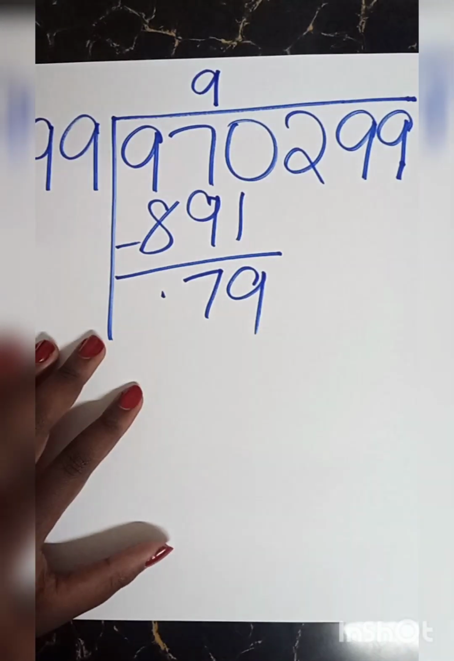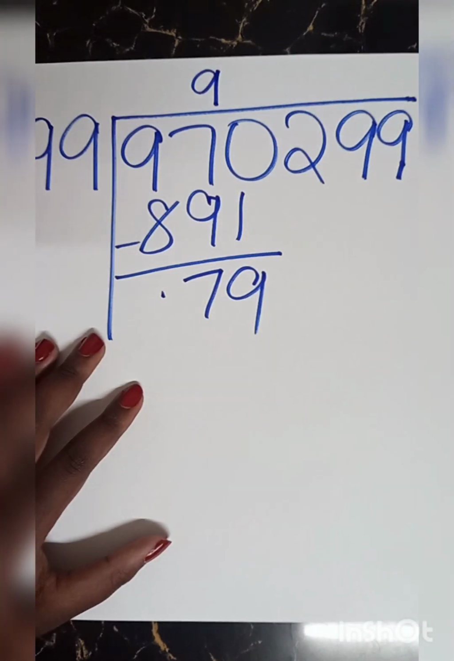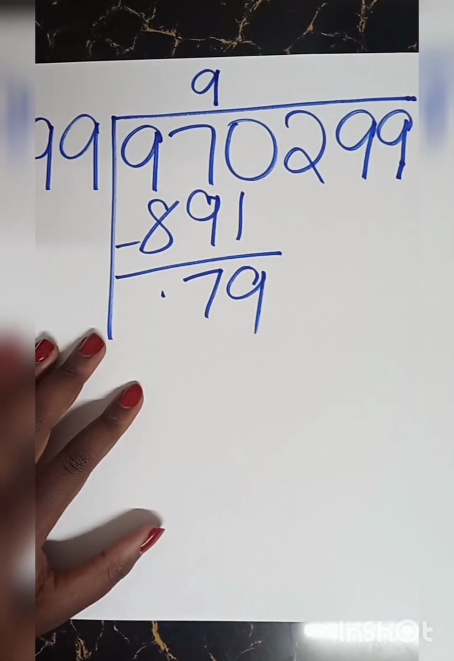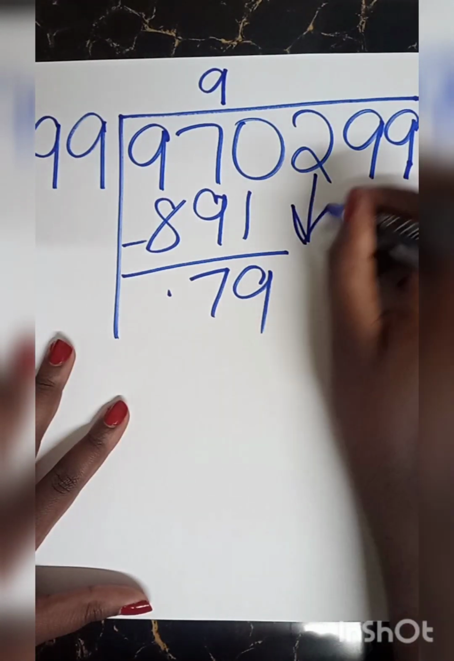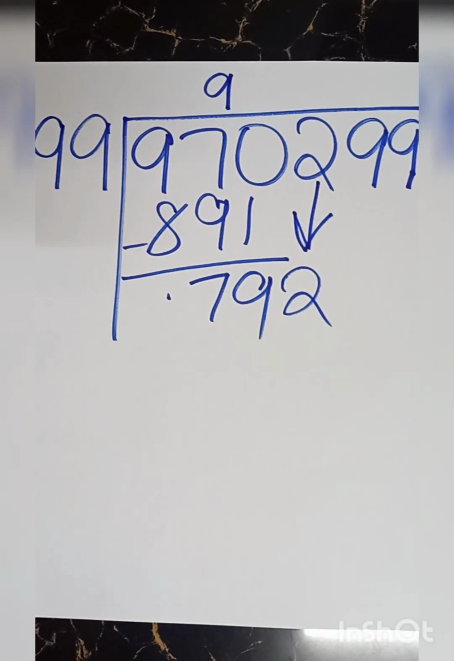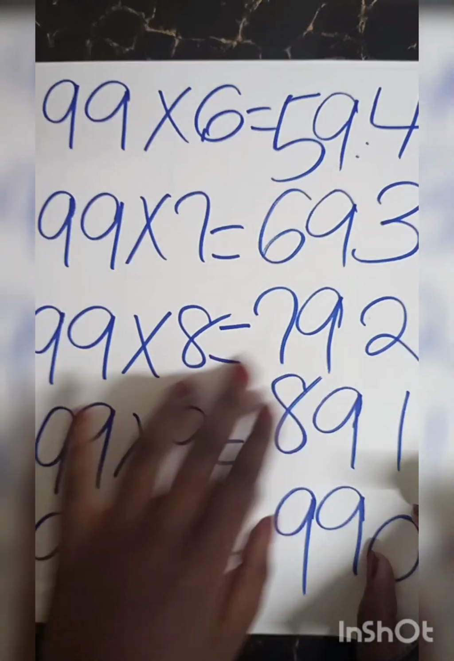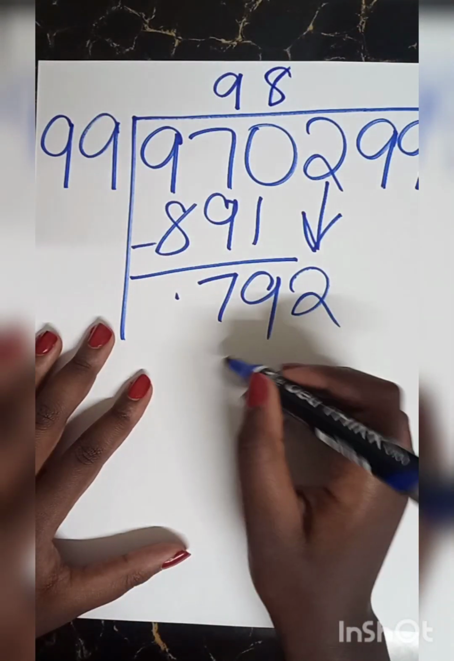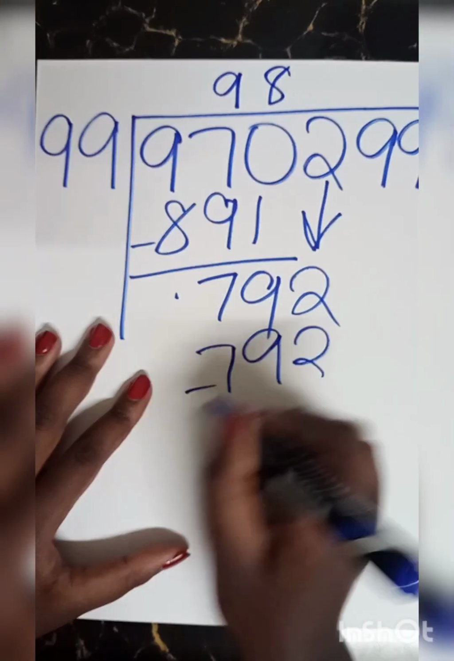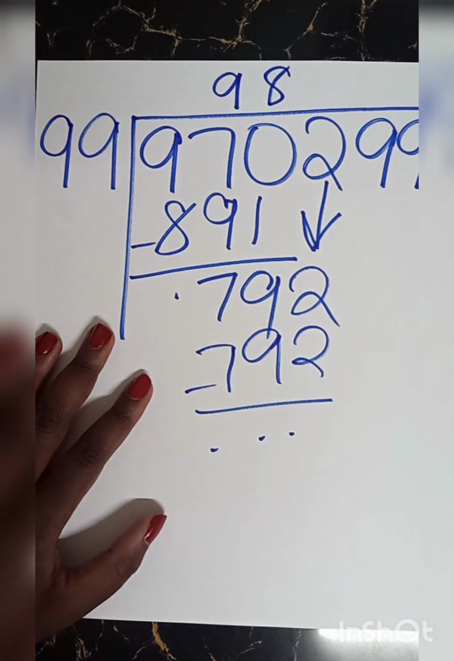I won't go through subtraction of whole numbers today because I went into a lot of detail some time back. I'll leave the link in the description box below. When you drop the 2, you have 792. So where is 792 in our table? 792 is here, so we'll write an 8, because 8 times 99 is 792. When you subtract, you get 0.